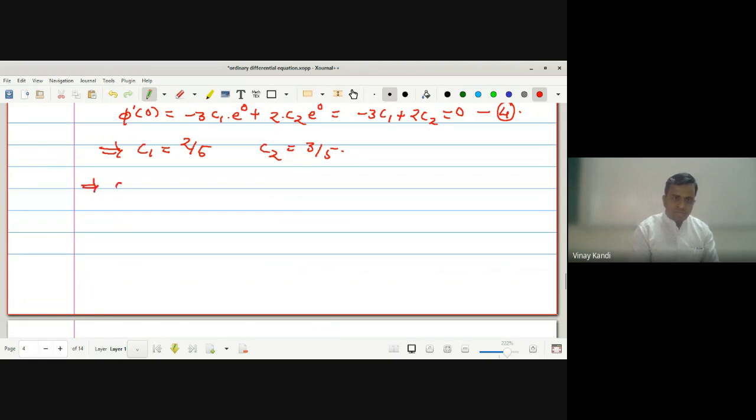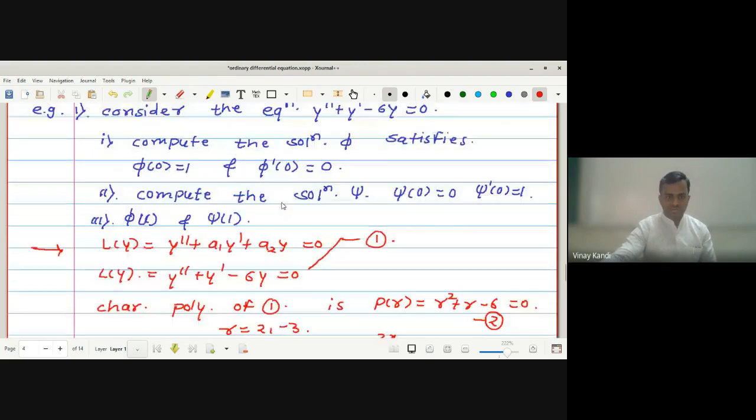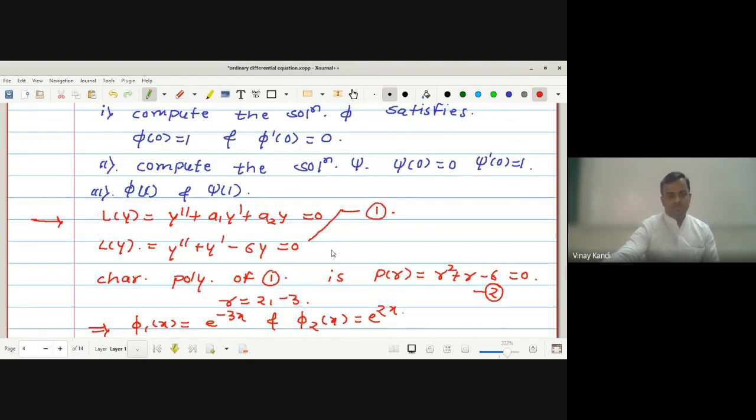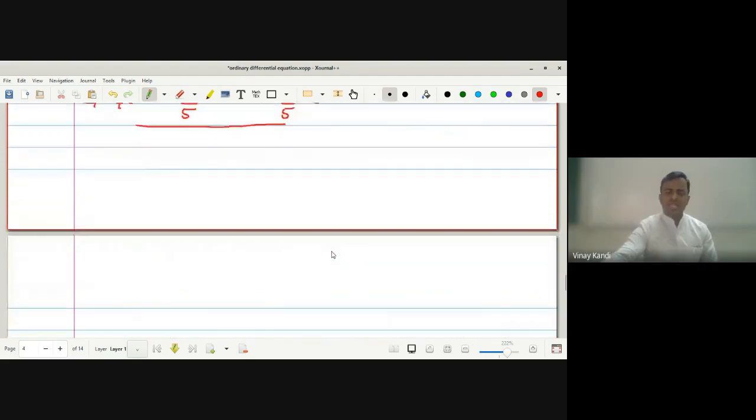Phi of x is equal to 2 upon 5 into e raised to minus 3x plus 3 by 5 into e raised to 2x. So this is our general solution satisfying these two equations. This is the solution phi which satisfies phi of 0 is equal to 1 and phi dash of 0 is equal to 0. Okay, any doubt? No, sir. फक्त calculative part आहे यात.